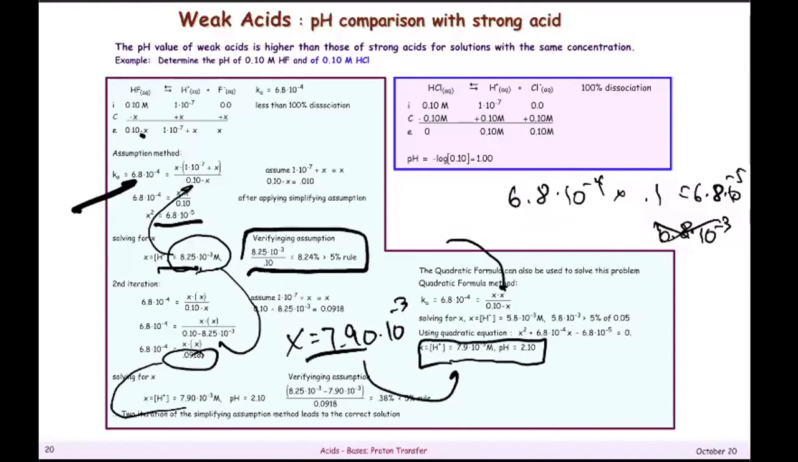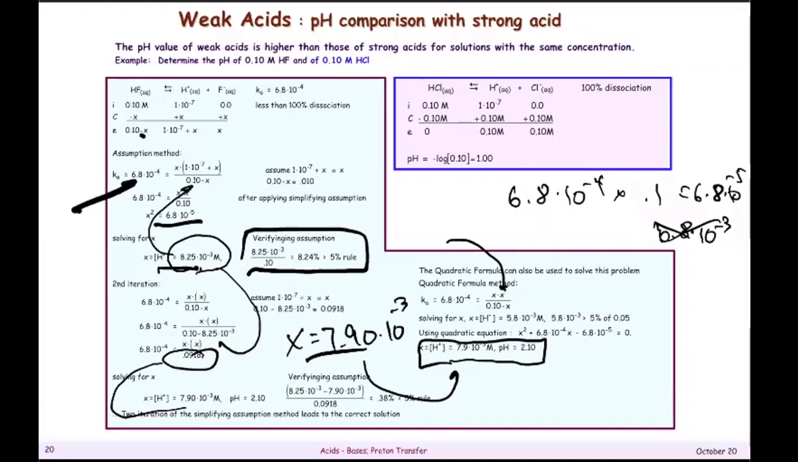So generally, you can do the simplifying assumption method. That'll give you quick numbers. And then if you do the test and it's greater than 5%, all you need to do is one more iteration. And that's generally good. But if you love math and you want to solve things via the quadratic, please do so. You don't need to do an iteration method. That'll get you the exact solution. Anyway, that's a good example to go over in solving a lot of acid-base chemistry problems.